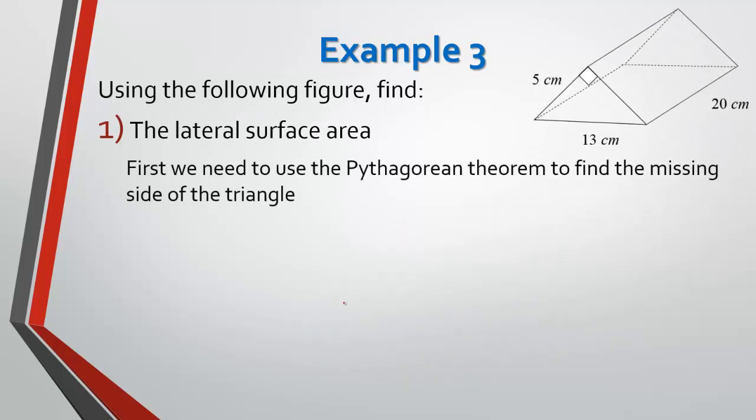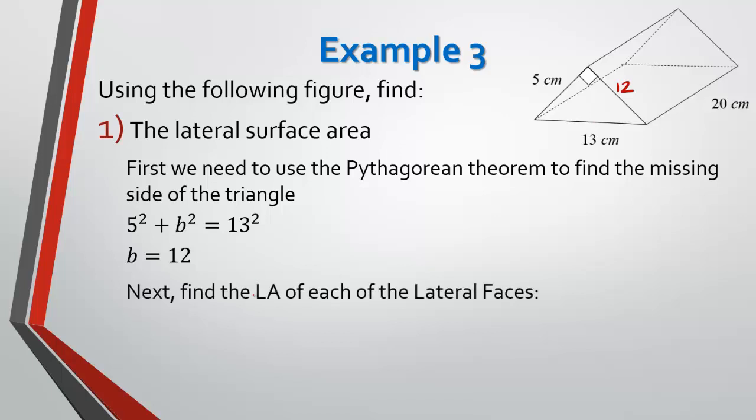Okay, we need to use the Pythagorean theorem to find the missing side of the triangle, because we are missing this piece here. You can't assume that that's also 5. Yes, it looks like it's 5, but you can't assume that. So let's use the Pythagorean theorem, because it's not given to you. So 5 squared plus b squared equals 13 squared. So b has to equal 12. So again, never go off of the picture.